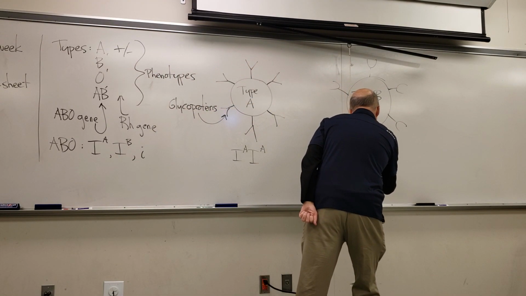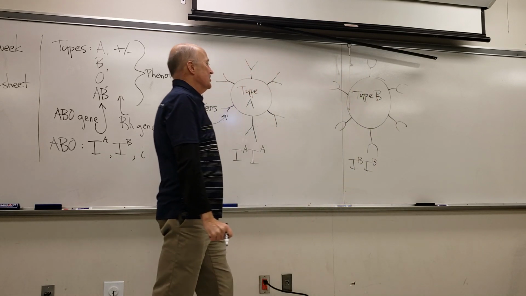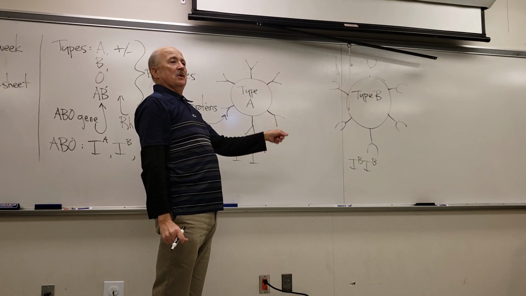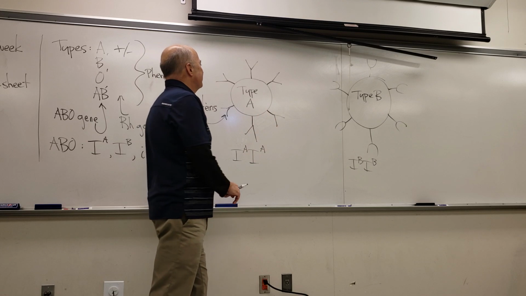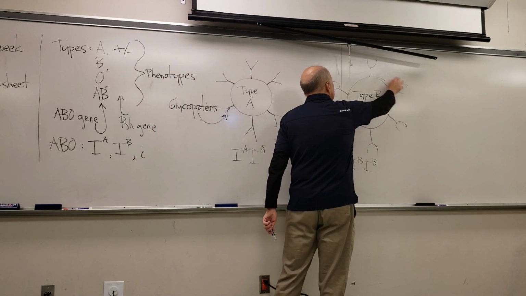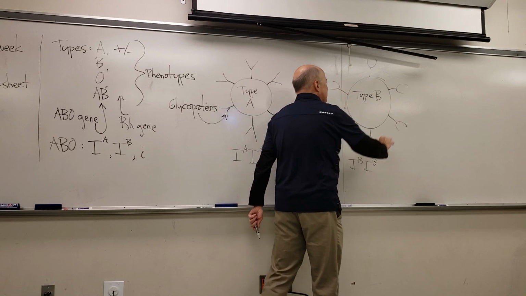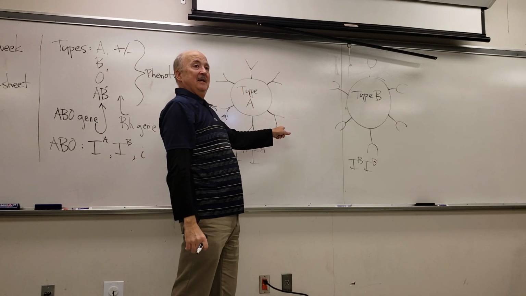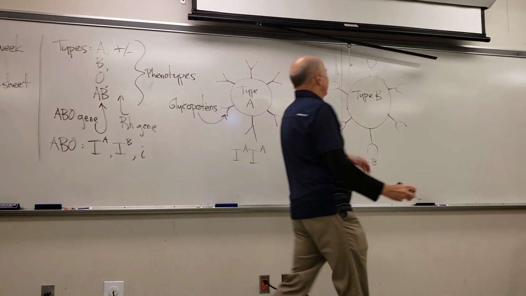As we'll see in a second, that's not the only way to get a type B person. But that would be someone who's homozygous B. They would be like that. Their immune system is used to having these around. It leaves them alone. It will not leave these alone.